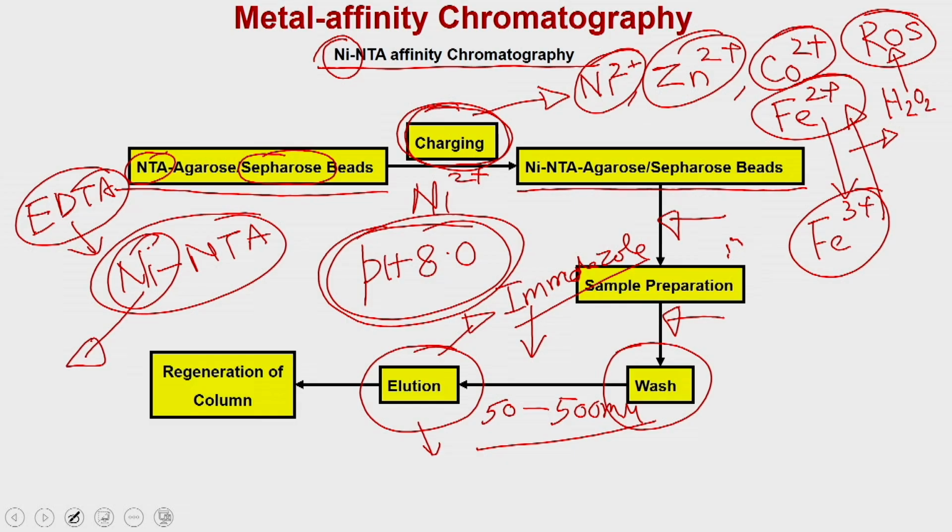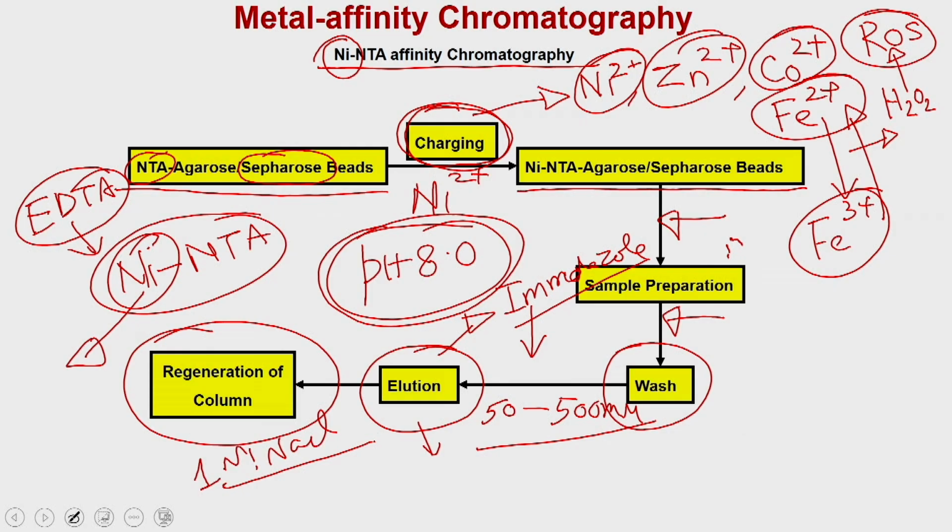Once you are done with the elution, you have to do the regeneration of the column, and the regeneration of the column is that you wash the column with 1 molar NaCl. That is going to remove the non-specific proteins which are binding to the matrix, not to the functional group, and that is going to clear the column.